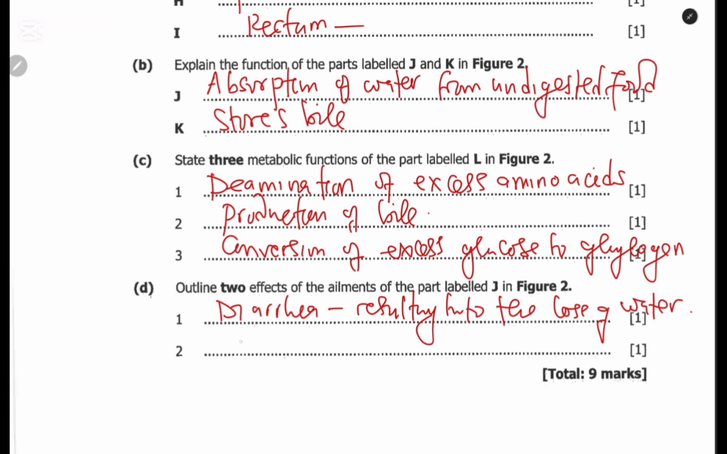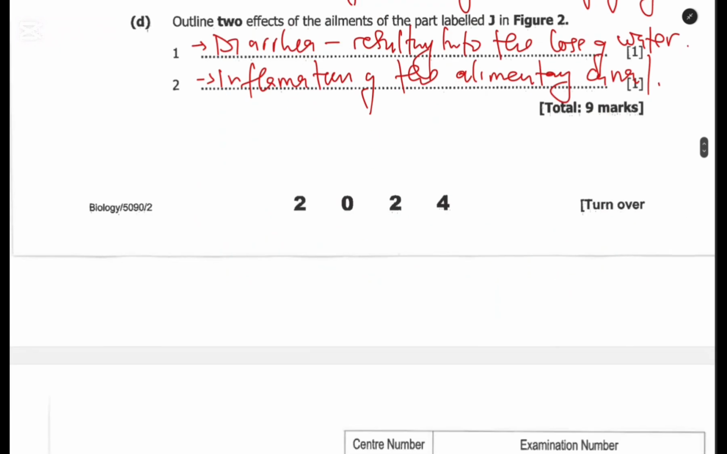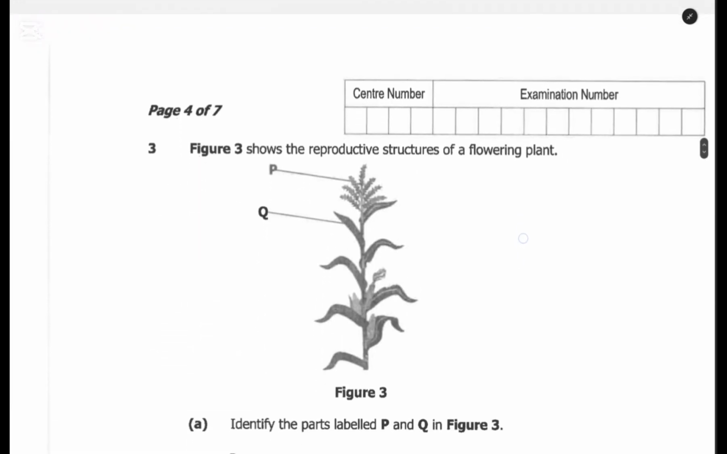Then we can say it might result also into the inflammation of the alimentary canal. So inflammation of the alimentary canal. Okay, it might swell. All right, so we've answered the second question fully. Let us have a look at the third question.